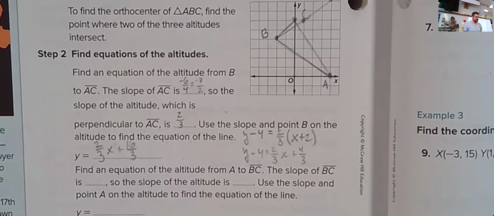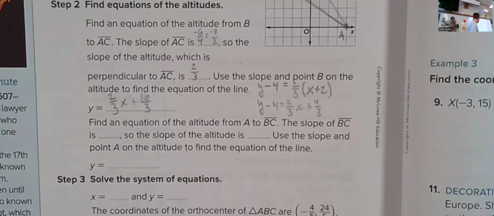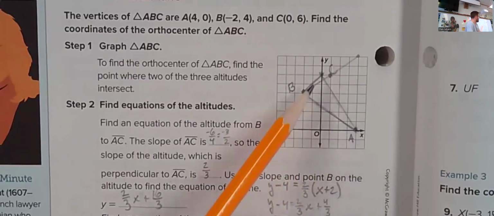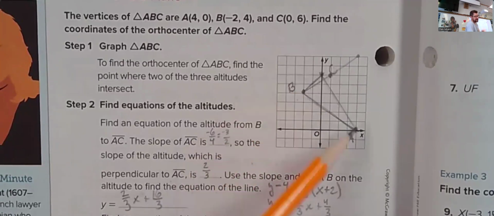Like I said, these have kind of a few steps to them. So now that we have that, we're going to find the equation of an altitude from A to BC. This time we're going to draw a line from A perpendicular to BC. This one will be easier, I promise. This line will be easier to figure out the equation.